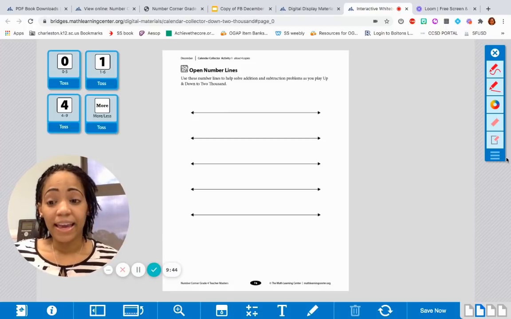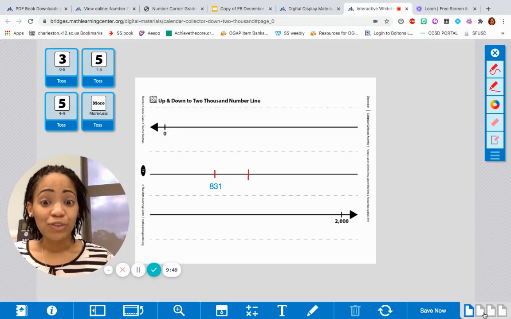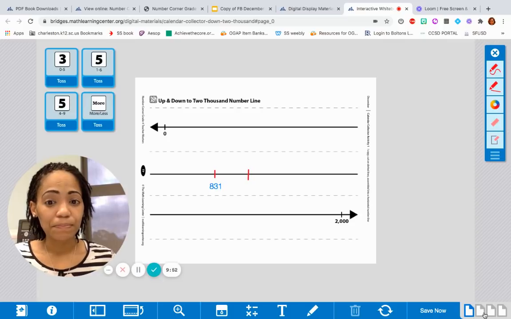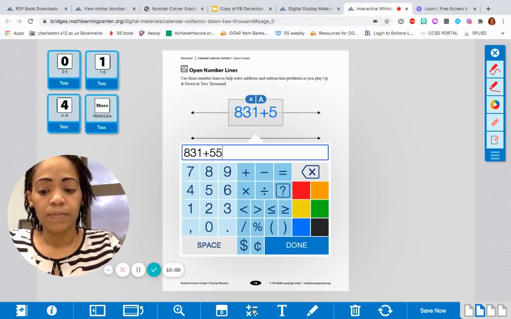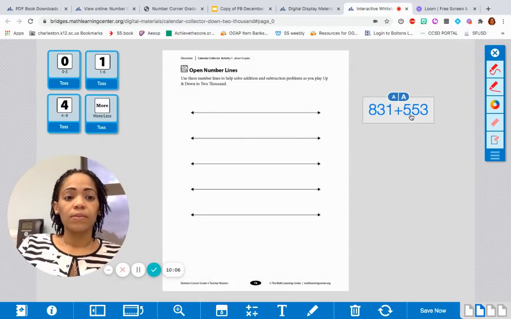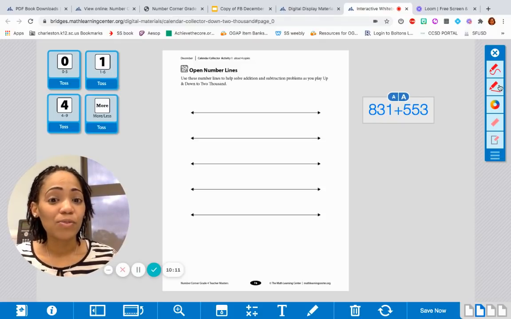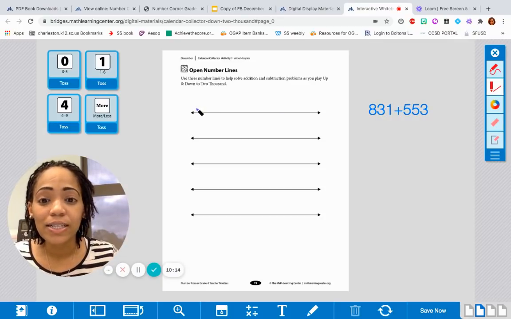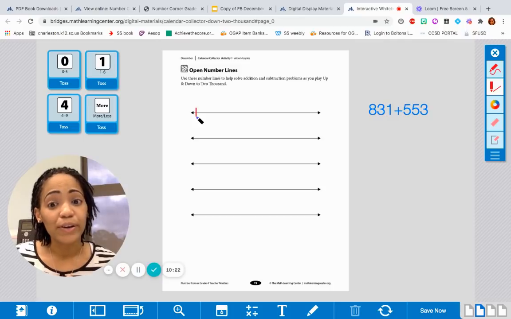I want you to solve it. Right now we have 831, and we are adding 553 to it. So go ahead and solve it really quickly. 831 plus 553. You guys are supposed to solve this on your own, and hopefully you've used some of the things that we have learned with our problem strings. Even though these numbers are a lot bigger than what we have been working with, you still can apply that knowledge to these bigger numbers.